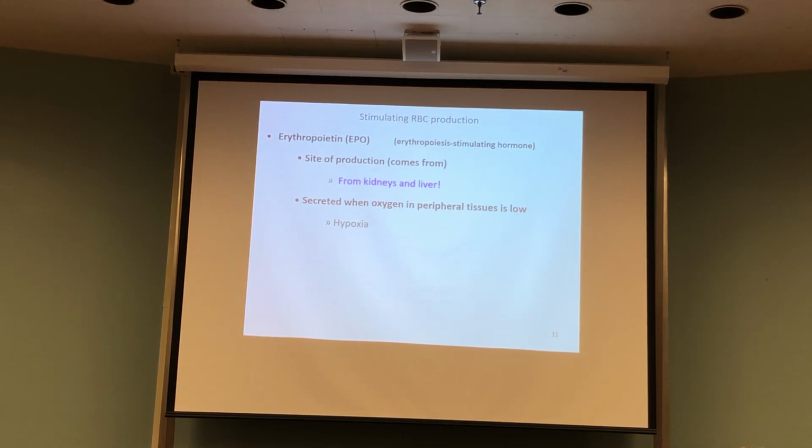Now, what causes your liver and your kidneys to make EPO? Your cells becoming hypoxic, meaning a low level of oxygen. They're starving for oxygen. And they scream, and that causes the liver to release this hormone called EPO. And the kidneys will release EPO.